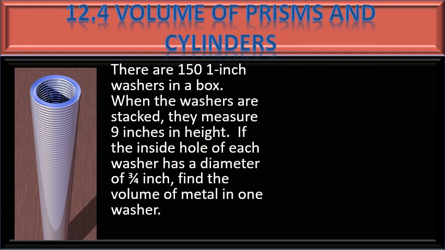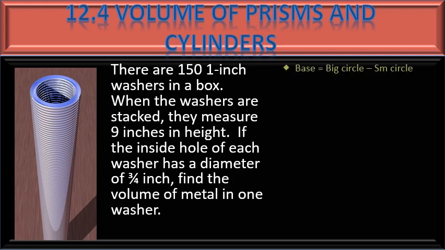There are 150 1-inch washers in a box. Now a washer is one of these little flat round things that you put around the screw. When they're stacked, they measure 9 inches in height. The inside hole of each washer has a diameter of 3/4 of an inch. Find the volume of metal in one washer.